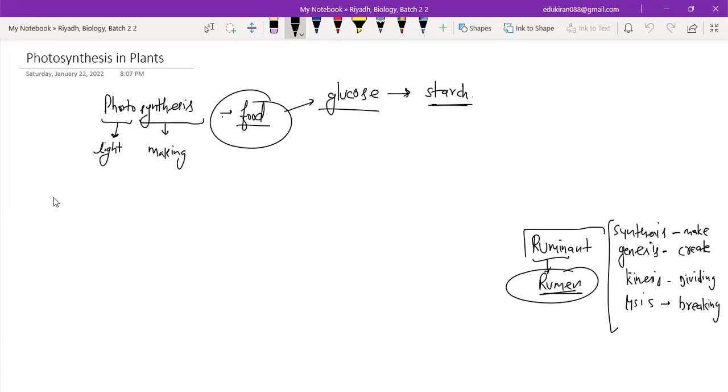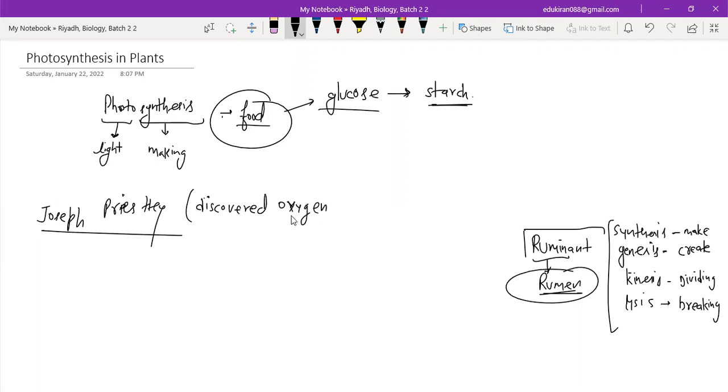Many of these experiments are also mentioned in your NCERT. But the most important person in this whole story is Joseph Priestley. Why is he important? Because he is the person who for the first time discovered oxygen. As a component of our atmosphere there is oxygen, so he discovered oxygen. You should remember Joseph Priestley.